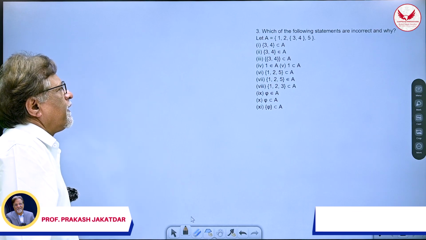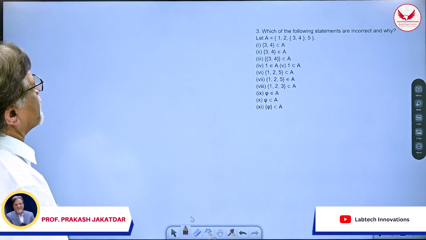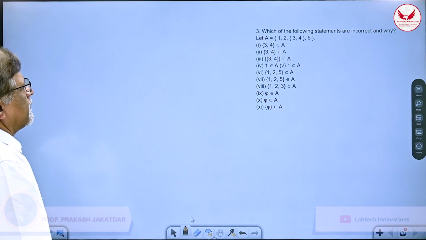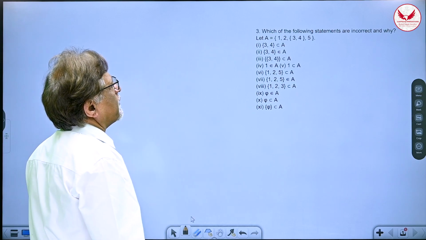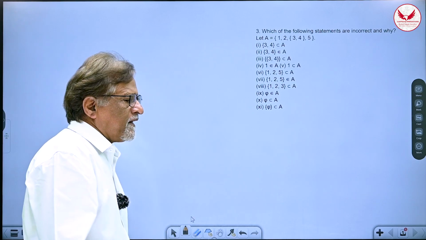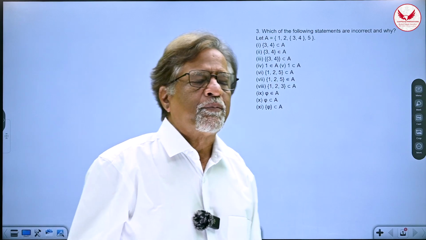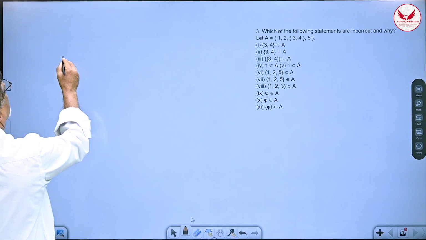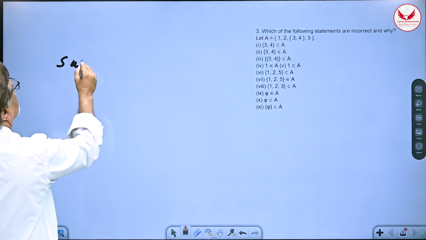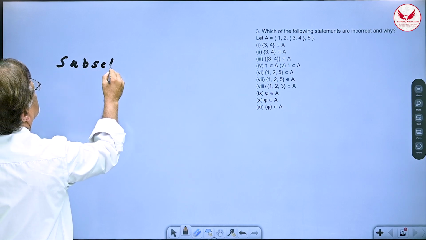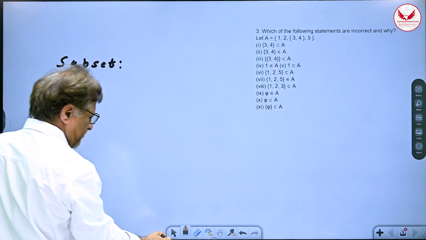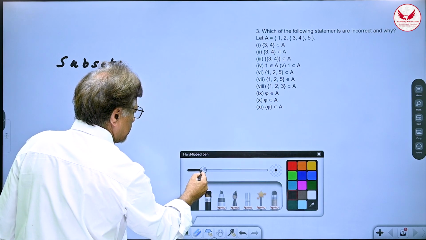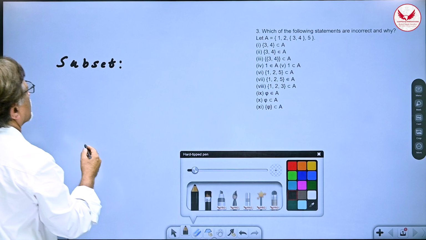Okay. Now I have selected this particular problem, which is very interesting. This problem says: which of the following statements are incorrect. Basically, this problem deals with the concept of subset. So what is a subset? Let us look at the concept of subset once again.